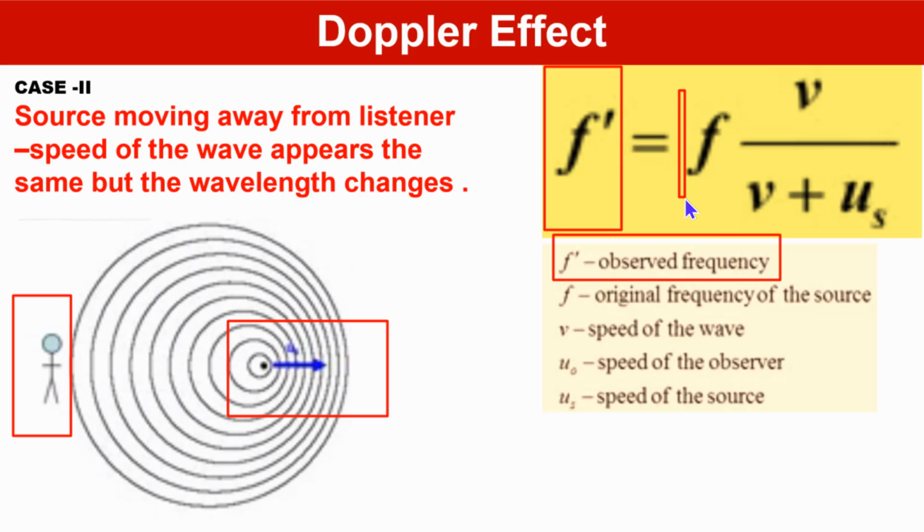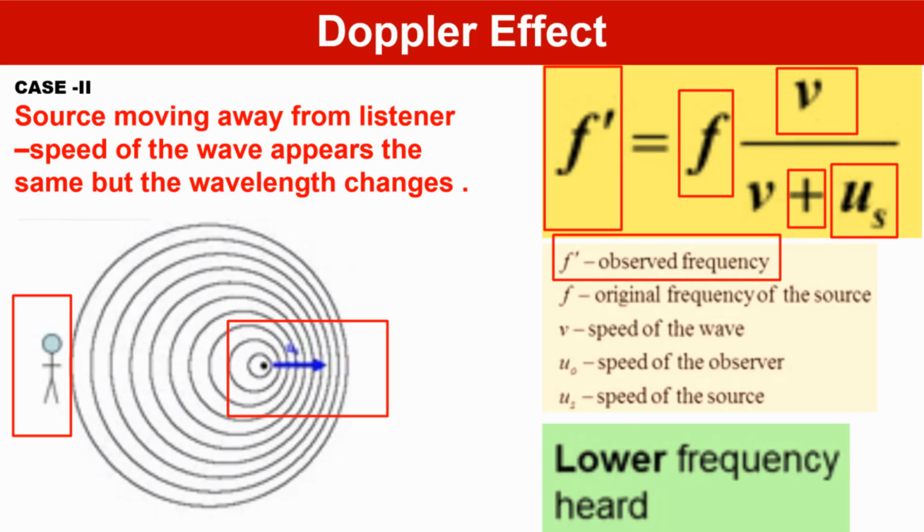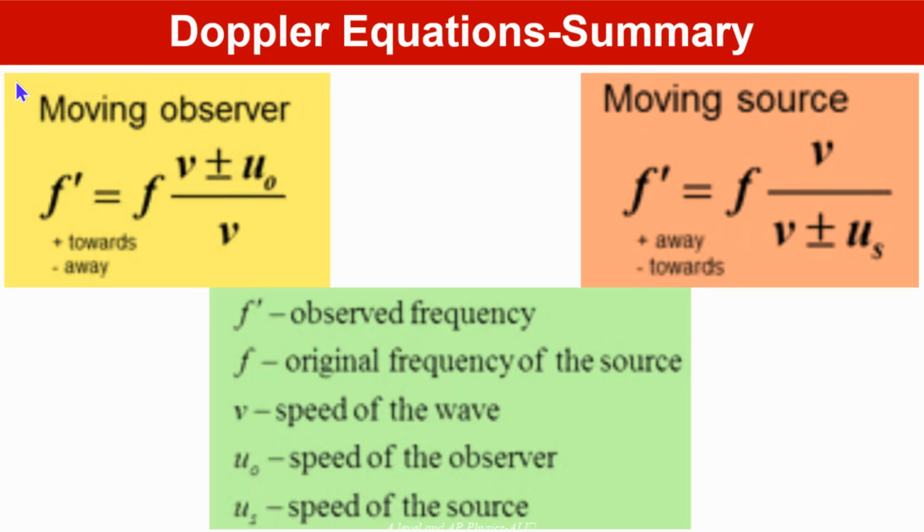And this is the frequency of the source, and here v is the speed of the sound waves in the medium, but this u sub s is the speed of source. In this case, observed frequency will decrease. That's the reason we're using plus sign here. Let me explain to you how to use Doppler equations.